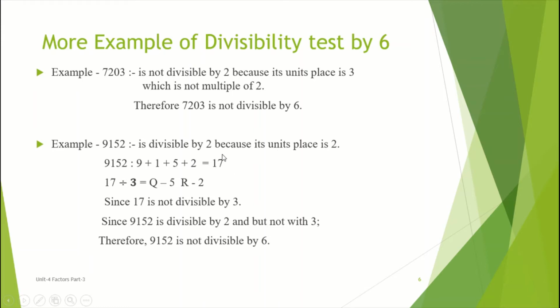Now we have to see whether this sum, 17, is divisible by 3 or not. We know that 17 is not divisible by 3 because when we divide 17 by 3, it leaves remainder 2. Therefore, this 9152 is not divisible by 3. Since it is not divisible by 3, it will not be divisible by 6. Scholars, though it is divisible by 2, it is not divisible by 3. Therefore, 9152 will not be divisible by 6, because for the divisibility test for 6, the number should be divisible by both 2 and 3.